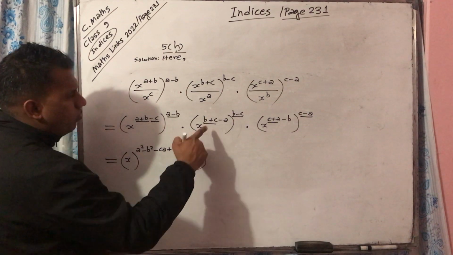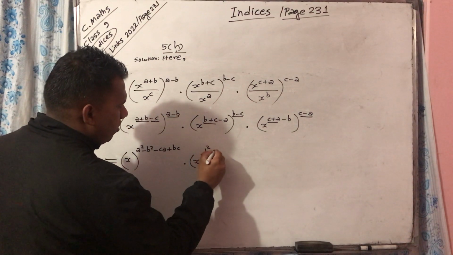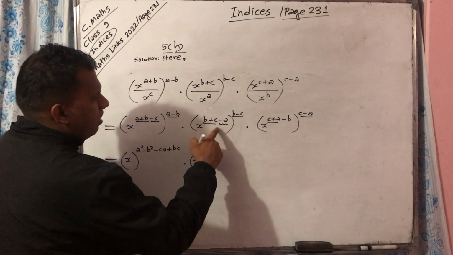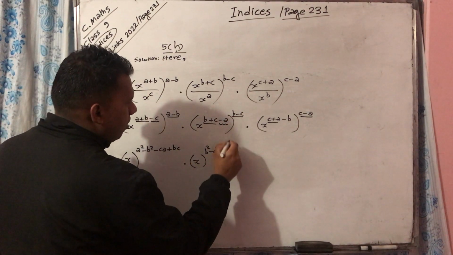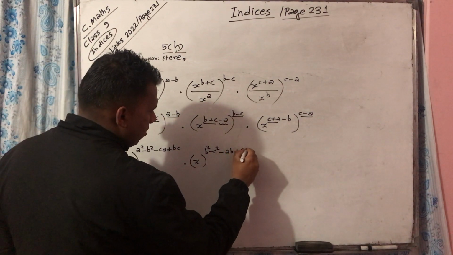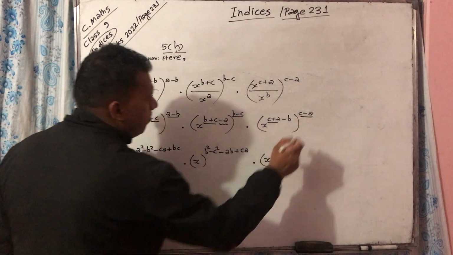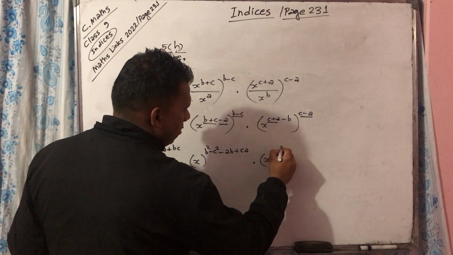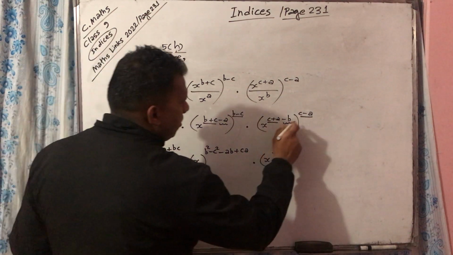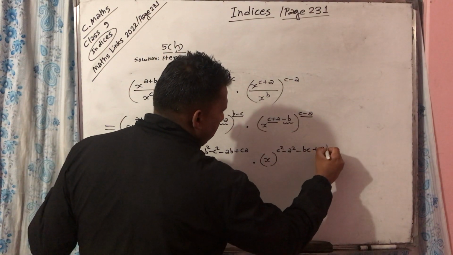In the second, b plus c times b minus c, b square minus c square. Now minus a with b minus c: minus a times b is minus ab, minus a times minus c is plus ca. In the third, c plus a, c minus a, it makes c square minus a square. Now minus b with c minus a: minus b times c is minus bc, minus b times minus a is plus ab.